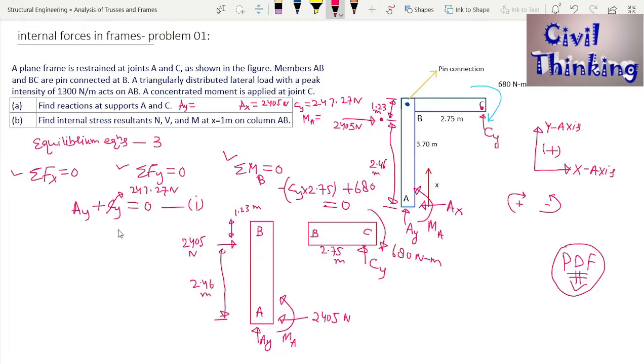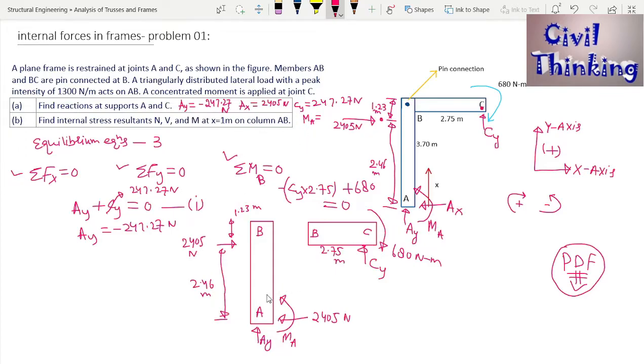Okay, now we put the CY, right? By the way, CY was negative, this is 247. Now from this equation, when you put CY to be 247.27, you will get AY to be negative 247.27 Newton. AY is negative. What does that mean? It means AY is not in the upward direction, it is in the downward direction. Anyways, now we found AY, AX, CY. We have to find MA.